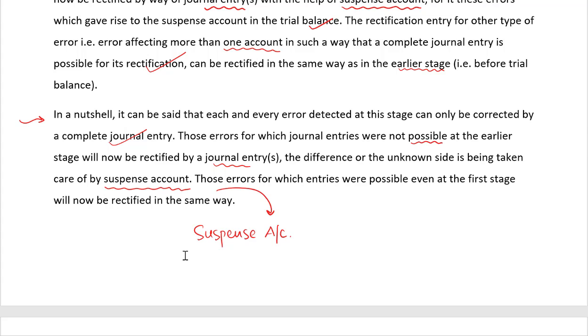As I just told you, those errors for which entries were possible even at the first stage will now be rectified in the same way without using suspense account. So if you could use suspense account, great. If it is done without it, it's okay, right? So accordingly you can detect the error and you can rectify the error.